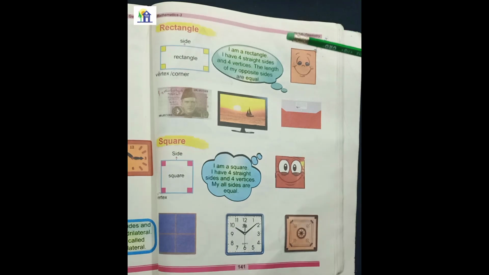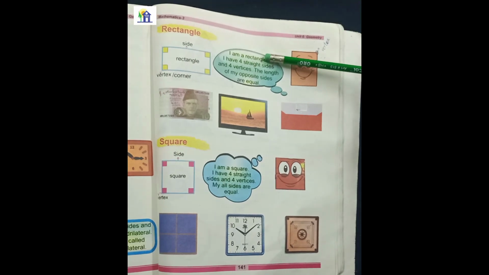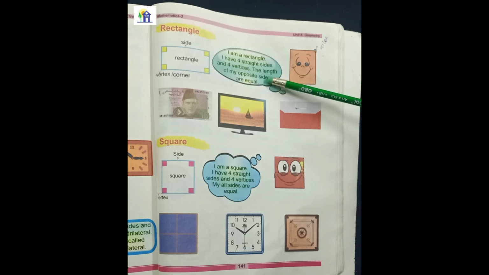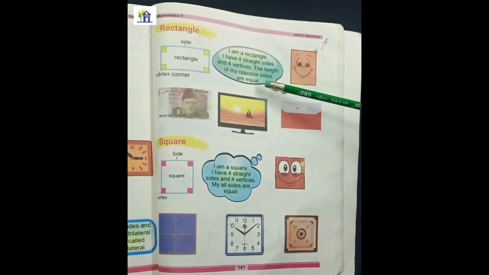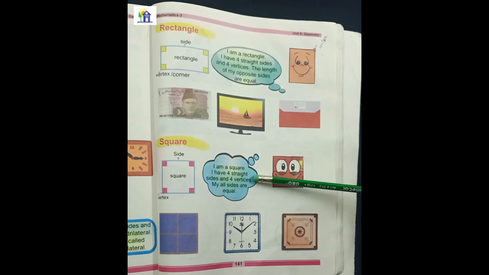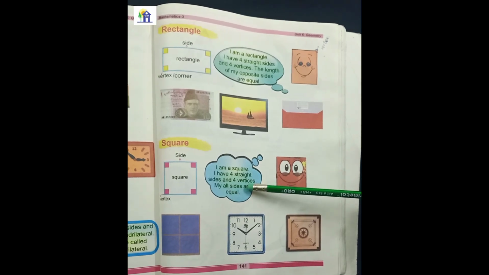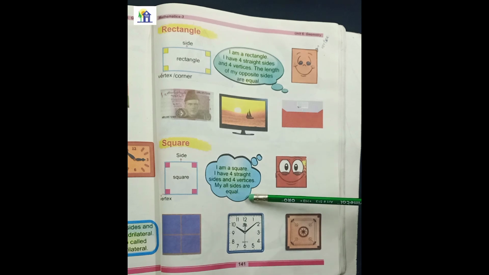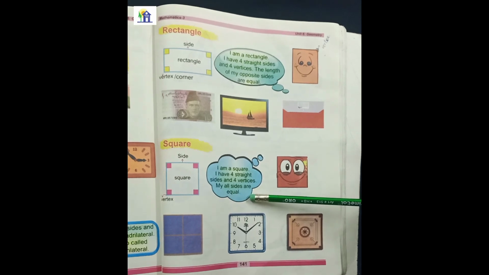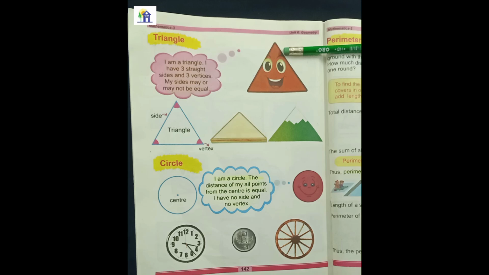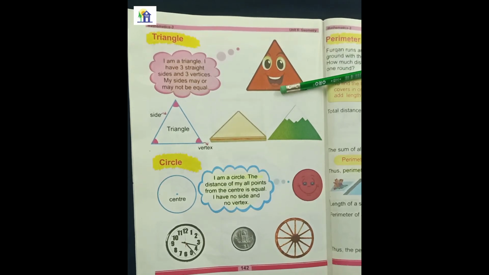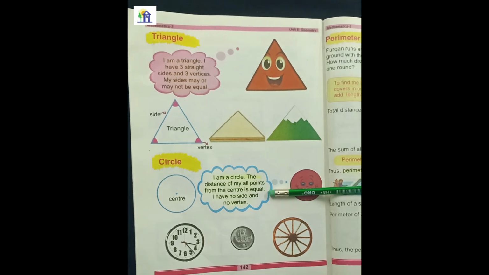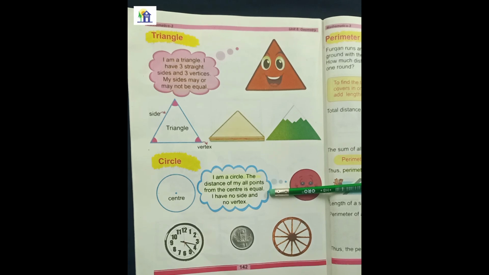This is a rectangle. It has 4 vertices. The lengths of opposite sides are equal. This is a square. It has 4 straight lines and 4 vertices. All sides are equal in a square. This is a triangle. It has 3 straight sides and 3 vertices. All sides may or may not be equal. This is a circle. The distance of all points from the center is equal. It has no side and no vertex.